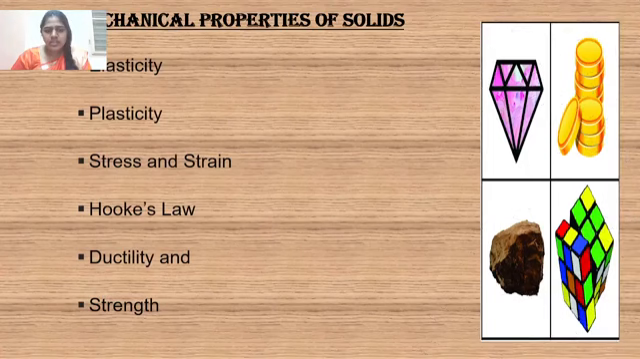Now let's see the mechanical properties of solids, which elaborate on the characteristics of solids. Elasticity, plasticity, stress, strain, Hooke's law, ductility, and strength. They are the mechanical properties of solids.